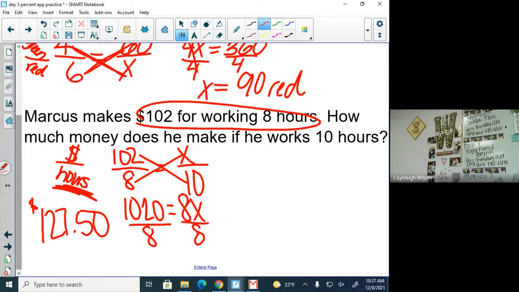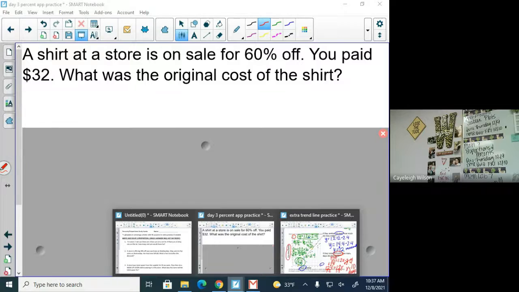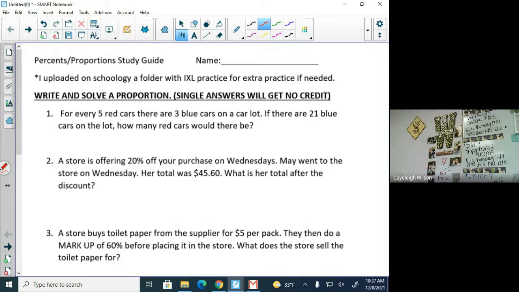When something goes on sale at the store, that's called a markdown, a discount. So they mark it down, they subtract something off the price that they're selling it for. Does everybody understand the difference? Markup, markdown. Okay, so what I want you all to do right now, I want you all to do number 1 and number 2. I'm going to give you some time to do 1 and 2.